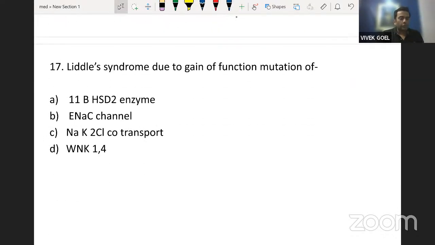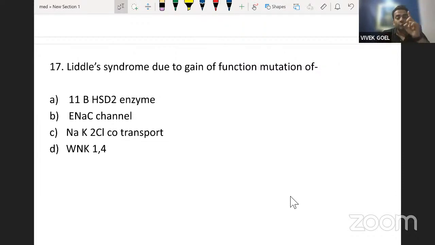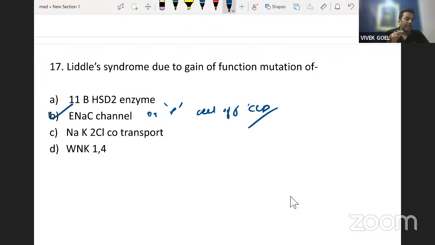Now, Liddle syndrome is due to the gain of function mutation of, I have been telling you, this was asked to me some hours before the exam, and I recorded a voice note on Liddle syndrome and SAME. For those who know, they know. Why am I saying this? Because this is such an easy and important question that has been told to you. Clear? So Liddle syndrome is due to the gain of function mutation of the ENaC channel on the principal cell of the cortical collecting duct. Time and again, I have told you. Is it clear?